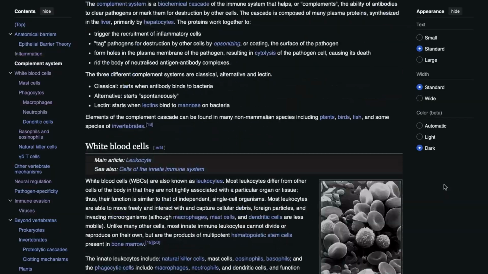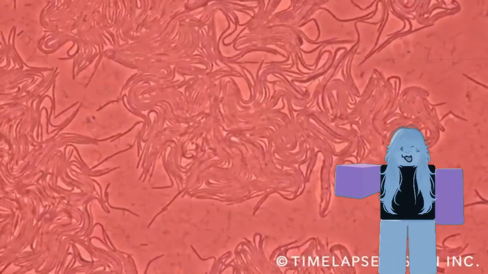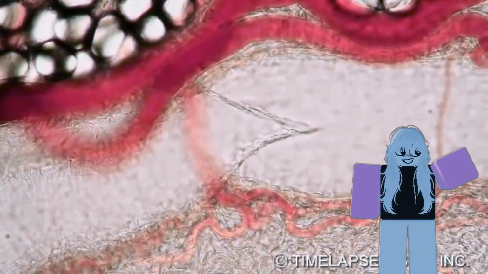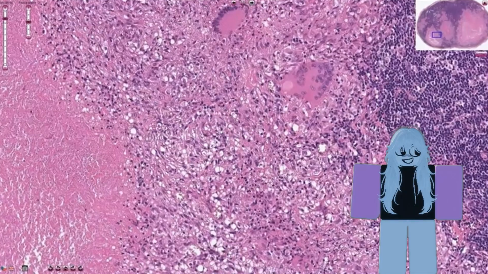We've only covered the innate immune system so far. After a few days, your adaptive immune system kicks into full effect. If you want, I can make a part 2 all about that side of the immune system.